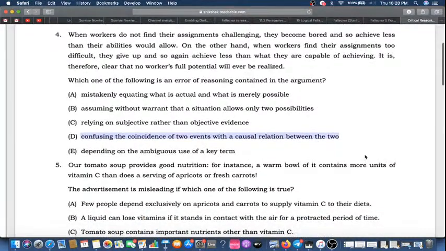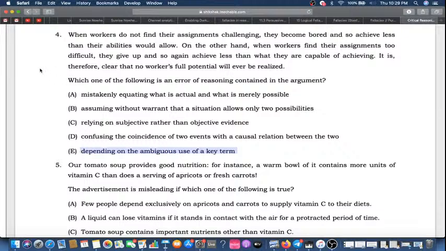Somebody says E, depending on the ambiguous use of a key term. Which key term? Which key term is ambiguous to you? Which key term is the confusion in that term is being used to complete the argument? I'm assuming everybody has read the story. The story is simple enough.